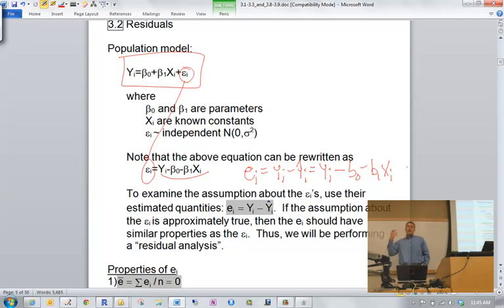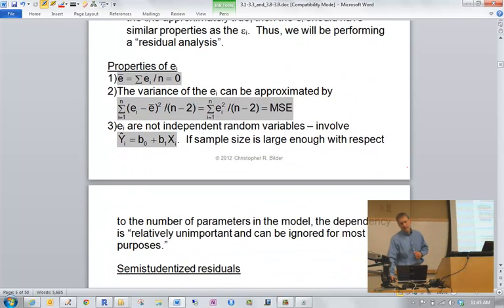So if you have assumptions about your epsilons, how about we let these e's, our residuals, help us explore those assumptions to see if these assumptions are at least reasonably satisfied. And so that's what we're going to do. This idea of using these e's is referred to as a residual analysis. So we're going to do residual analyses, you could say, throughout.